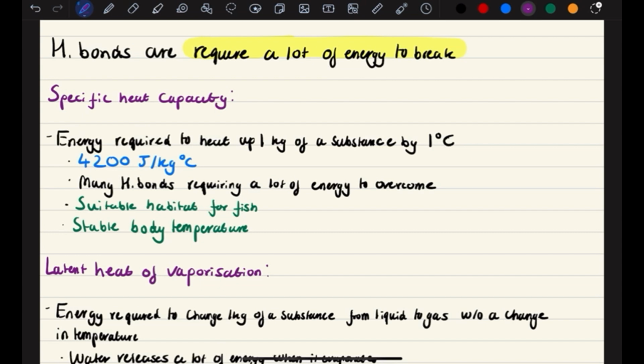As well as this, it's going to make your body temperature really stable because, like we said, a lot of energy is needed to break these bonds. So that means if the water is staying at a fairly constant temperature, it's going to be really useful for our bodies. We can control things like your enzyme reactions and stuff like that. And also it's going to mean that your fish aren't going to boil when they're in the sea.